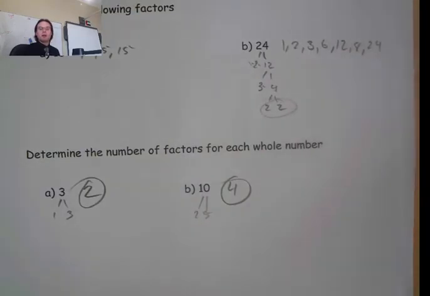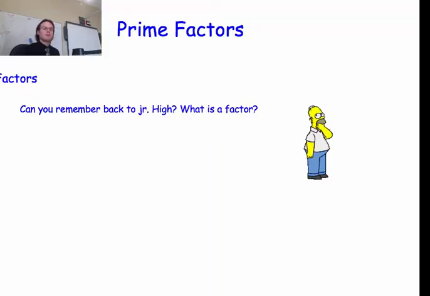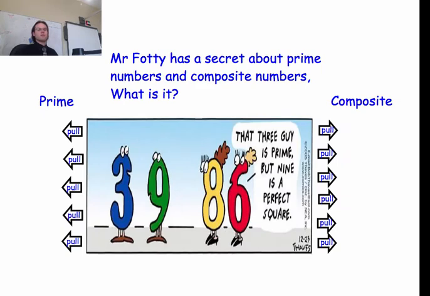Now, the next part we're going to look at is I have a secret for you. Okay? It says, Mr. Fody has a secret about prime numbers and composite numbers. Can you figure out what it is? So on this side here, I have prime numbers. On this side here, I have composite numbers. So here's my first example of a prime. Here's my second example of a prime.